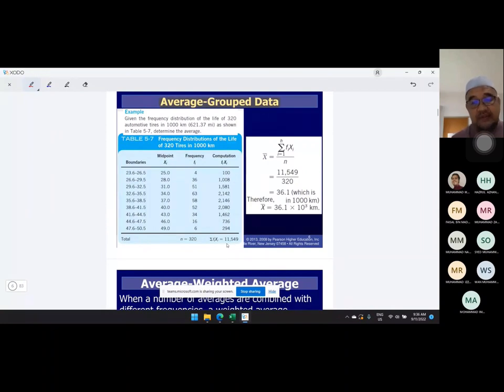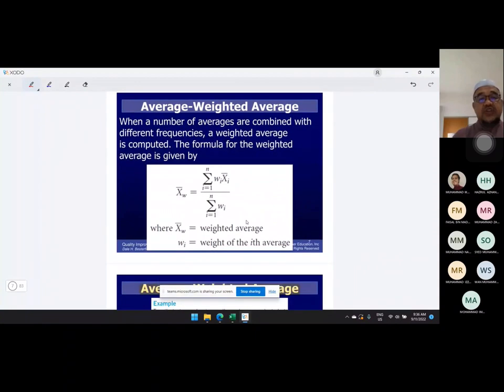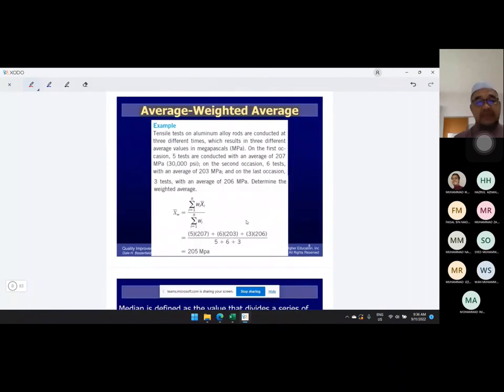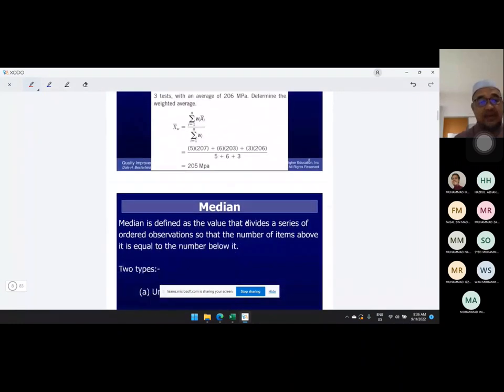So the sample is 320, and we get the answer 36.1, but this is in 1,000 kilometers, because these are automotive car tires. Your seniors last time worked with Goodyear and Continental Tire. So this is the weighted average. Some examples here, make sure you take a look at this.